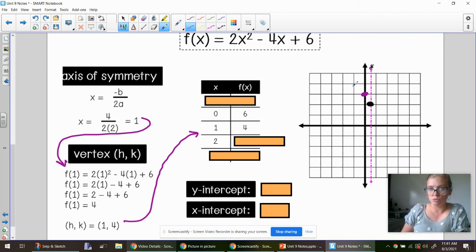Remember, I'm counting by 2s. Oh, wrong color. And because I have an axis of symmetry, I know that this graph is going to reflect.